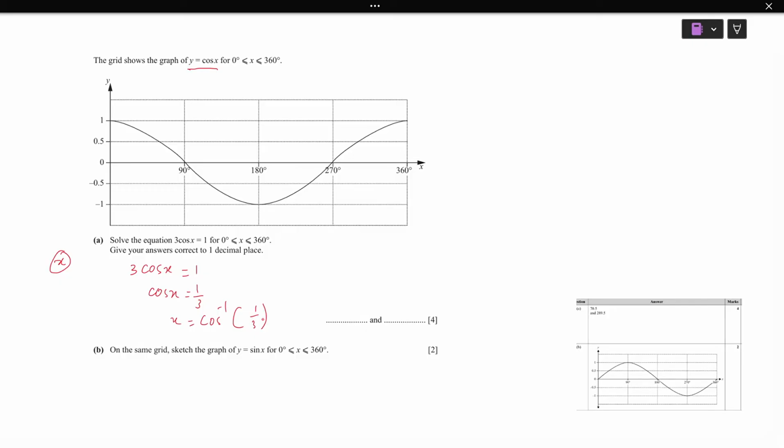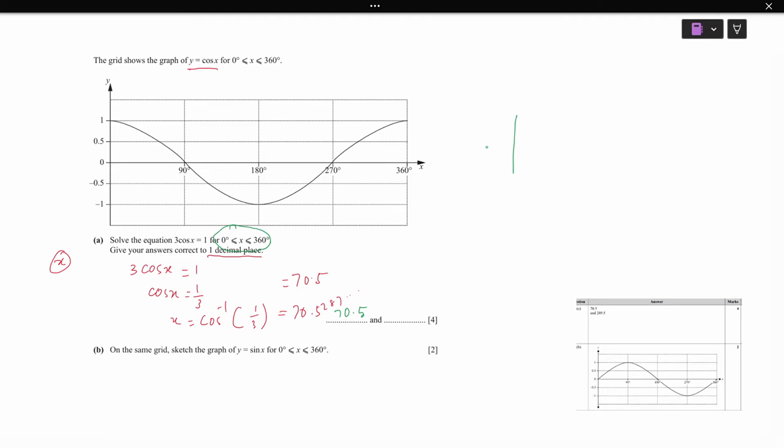Which is approximately 70.5287. But our question says one decimal place, so we round to one decimal place, which is 70.5. So the first answer is 70.5. In this cycle 0 to 360, we need to find the second answer.